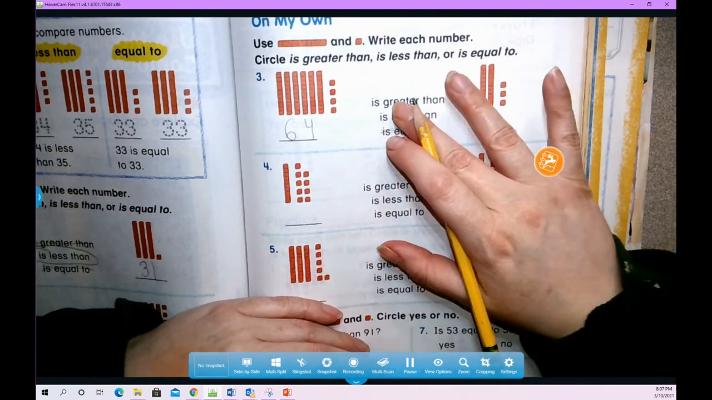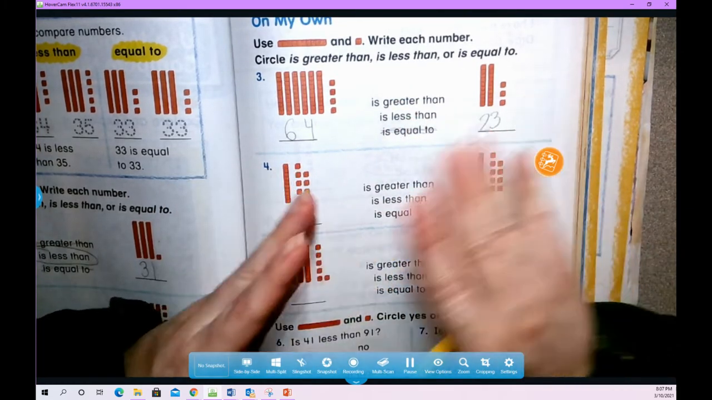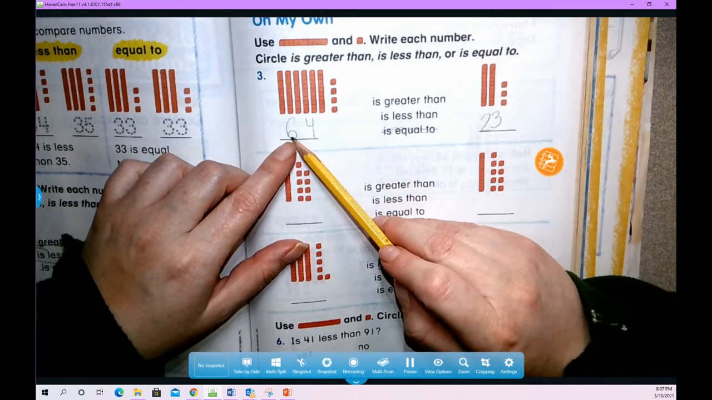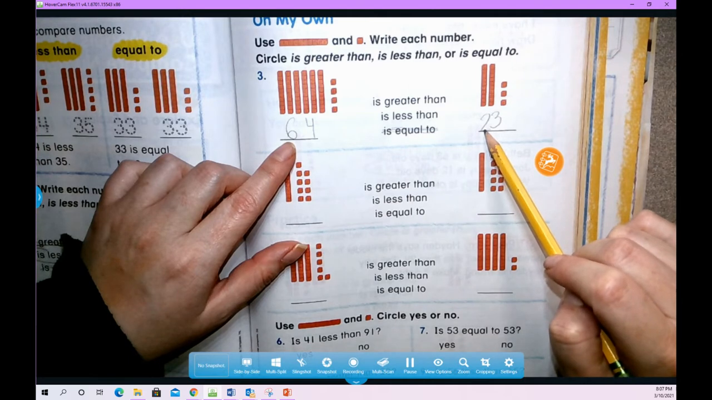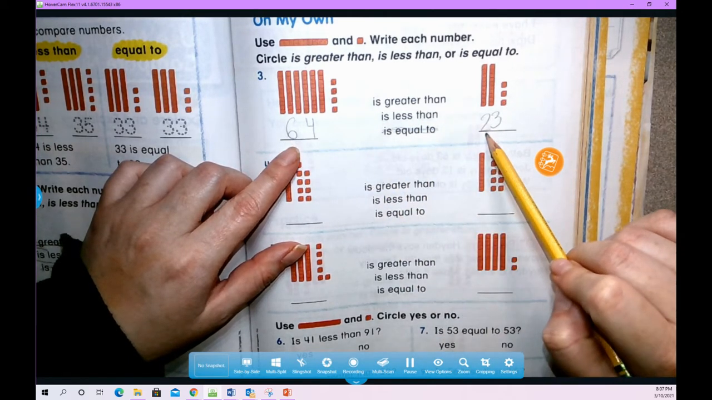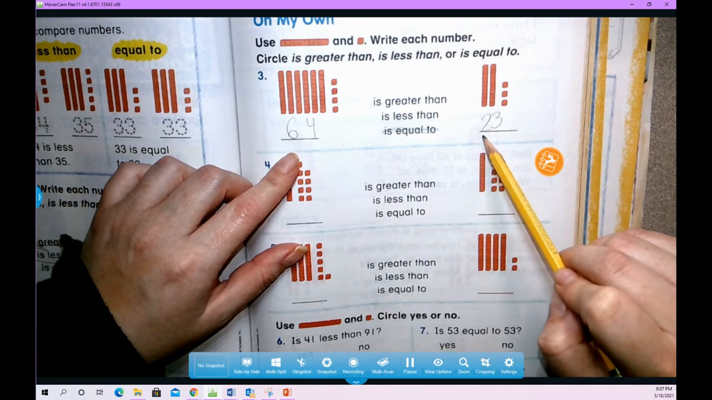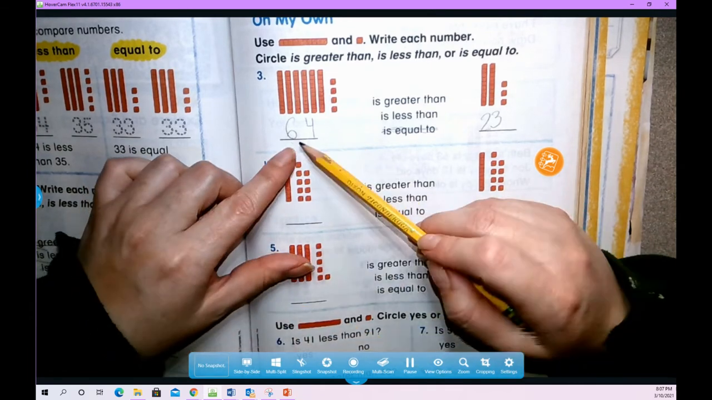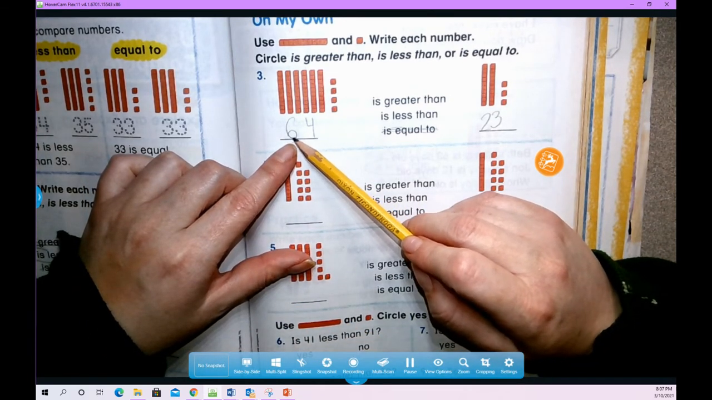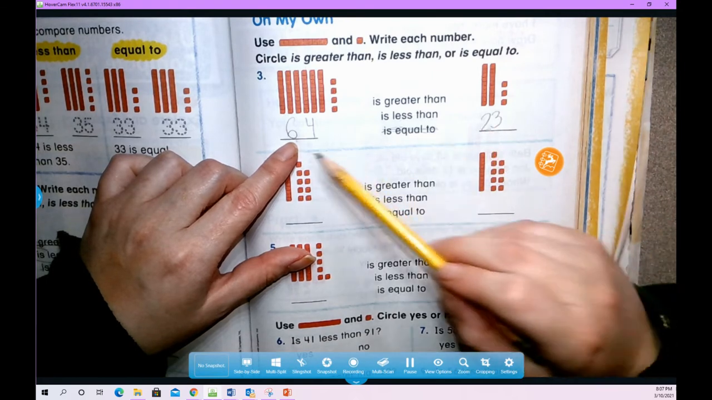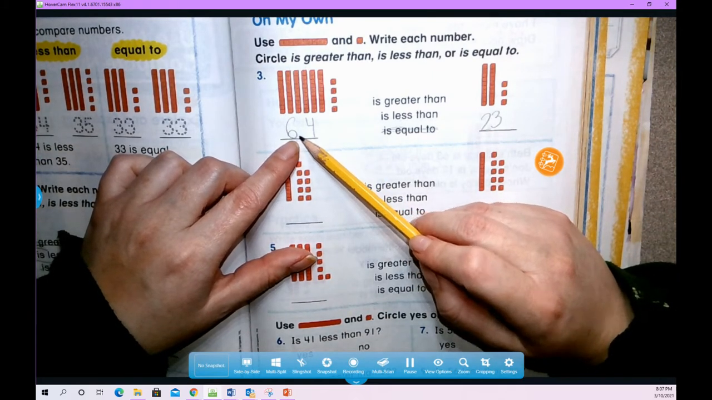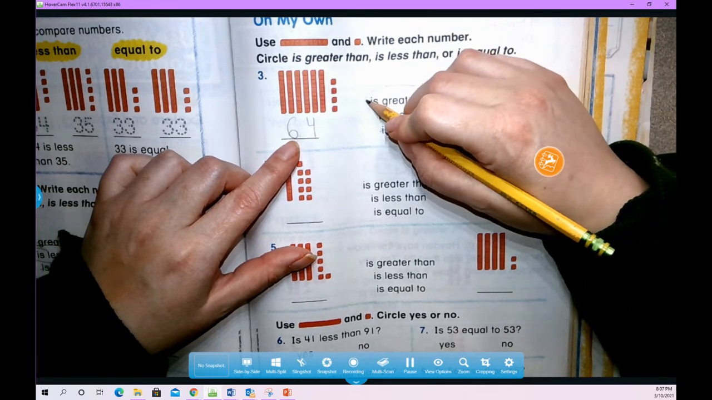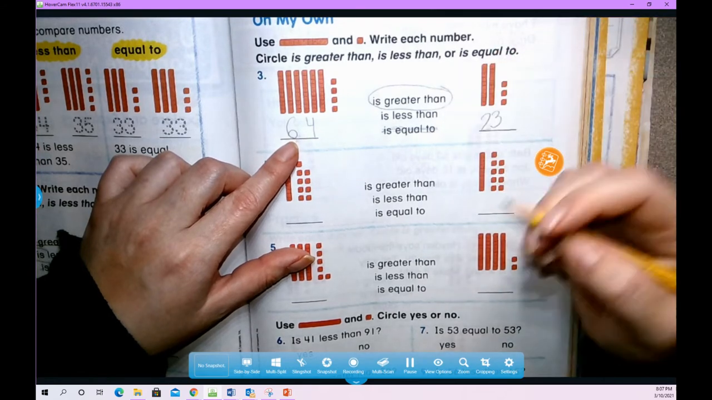Okay, now greater than means more, less than means less. So look at the numbers, guys. Look at the numbers of tens there are. Which one has the bigger number of tens? 60 or 20? This has 6 tens. This has 2 tens. Which one has a bigger number of tens? This one has a bigger number of tens because 6 is more than 2. So if this one has more, greater means more. So we're going to circle greater than. Greater than means more.